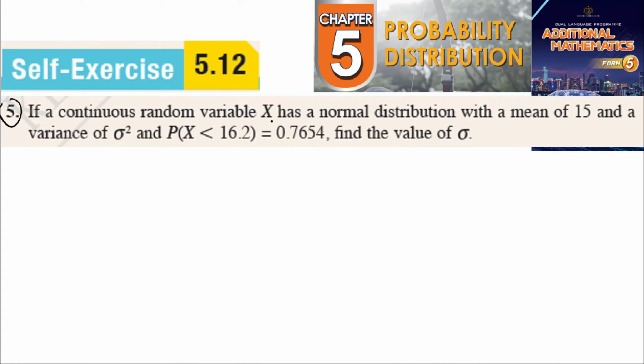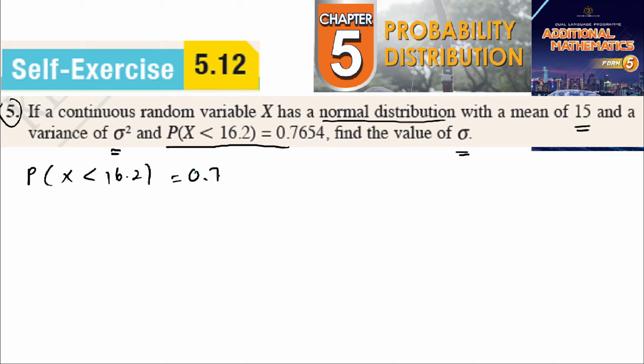If a continuous random variable X has a normal distribution with a mean of 15 and a variance, find the value of the standard deviation. So we see here P(X < 16.2) is equal to 0.7654. We know that for a normal distribution we have to find z. So z is equal to x minus the mean, divided by the standard deviation. What we have is the mean, which is equal to 15, and a variance.